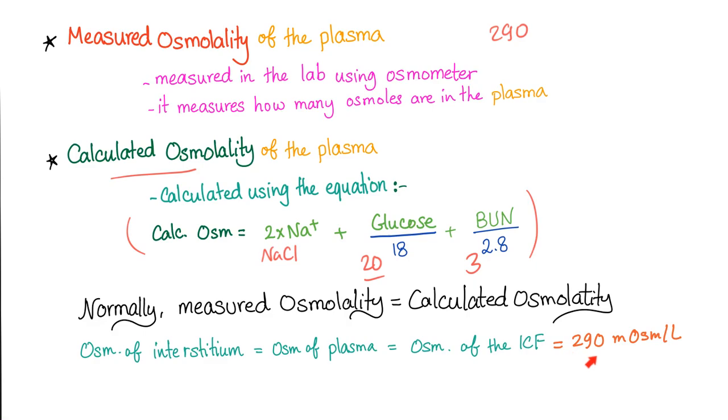If my osmolality is 290 in the blood, what's going to be my osmolality in the ICF? It has to be 290. Otherwise, your cells will swell or shrink until they burst. Osmolality of the plasma is the same as osmolality of the interstitium, is the same as osmolality of the ICF. They should equal 290 in normal people.